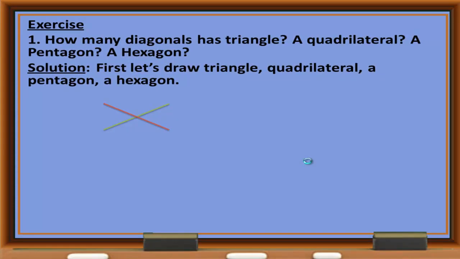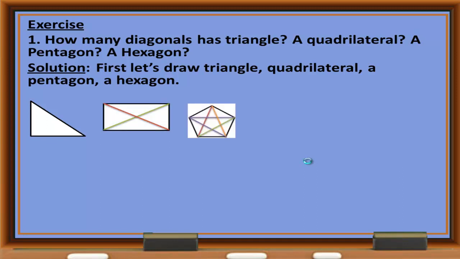Exercise number one. How many diagonals has a triangle? In one triangle, how many diagonals are there? What about a quadrilateral, a pentagon, a hexagon? Solution. First, let's draw a triangle, then quadrilateral, then pentagon, then hexagon.